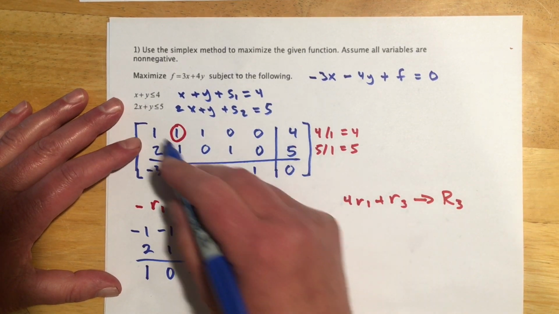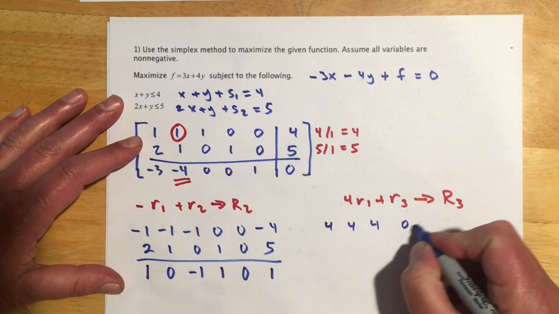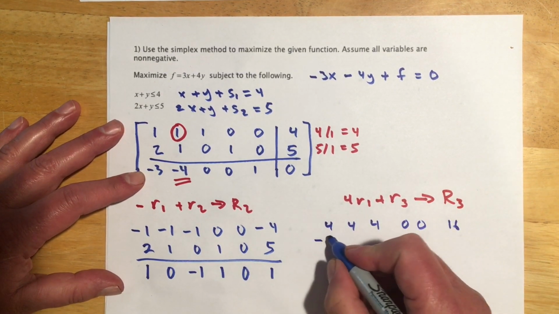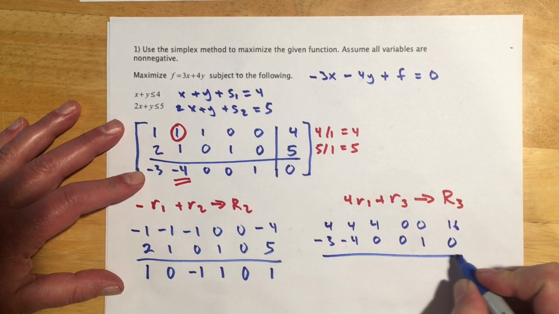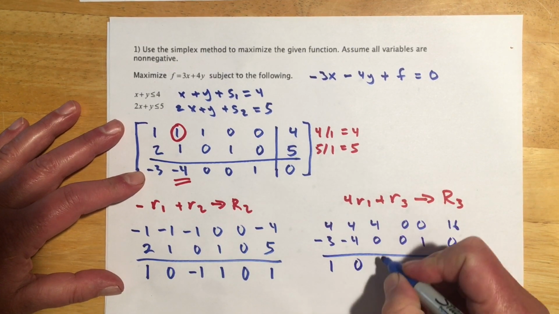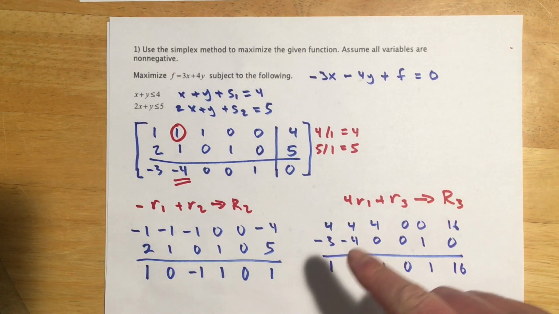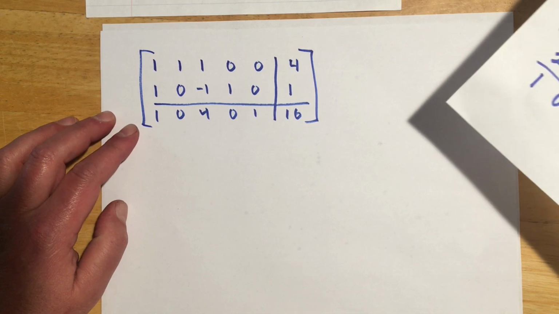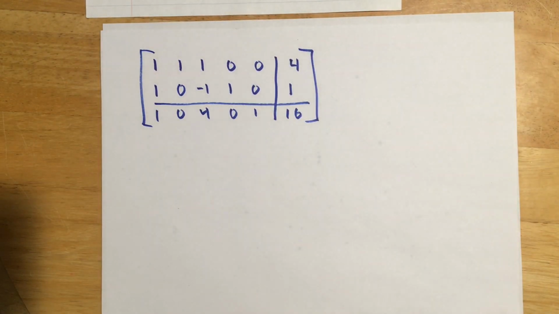Next we're going to go 4 times row 1, so multiply all that by 4. So 4, 4, 4, 0, 0, and then 16. And we're going to add to that row 3. So here we'll get 1, there's the 0, 4, 0, 1, and 16. And so I'll move to a clean sheet of paper and rewrite the simplex tableau. Okay, so here's the new simplex tableau. I just took the original row 1 and then the new row 2 and the new row 3 and put them in here.